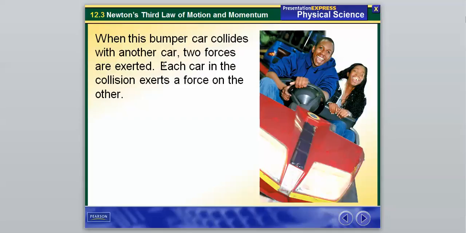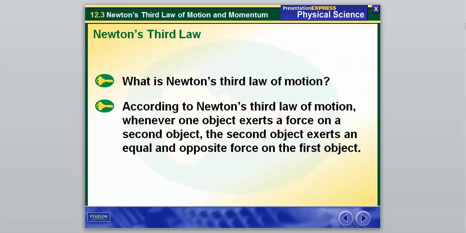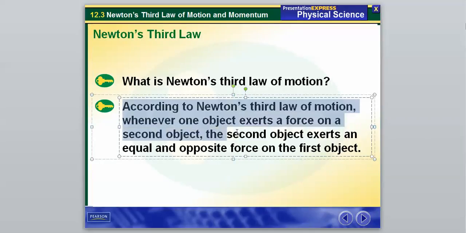So with bumper cars, when you collide, each one exerts a force on the other, and that's going to be directly related to Newton's third law of motion, because according to Newton's third law, whenever one object exerts a force on a second object, the second object exerts an equal and opposite force on the first object. So when two things collide, they exert equal and opposite forces on one another.